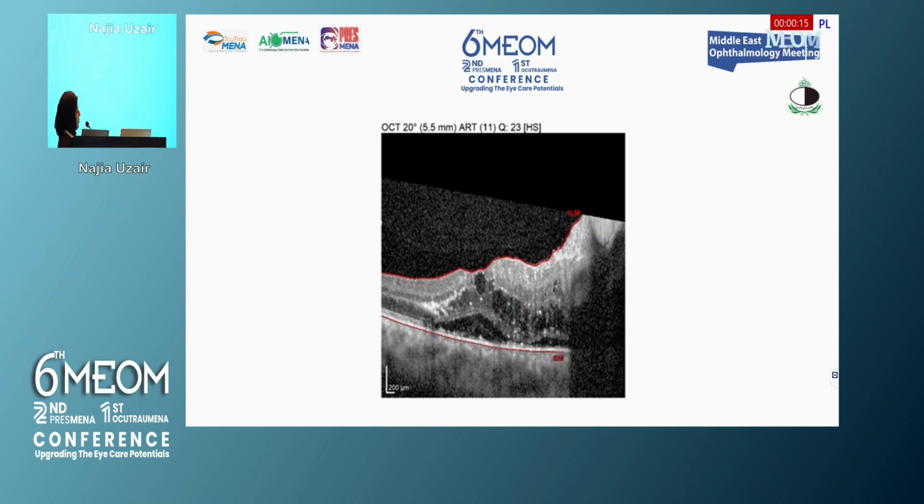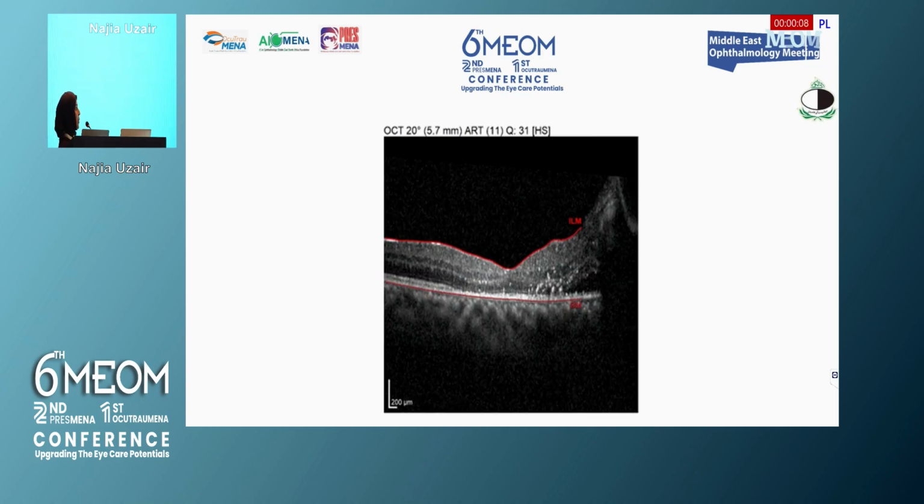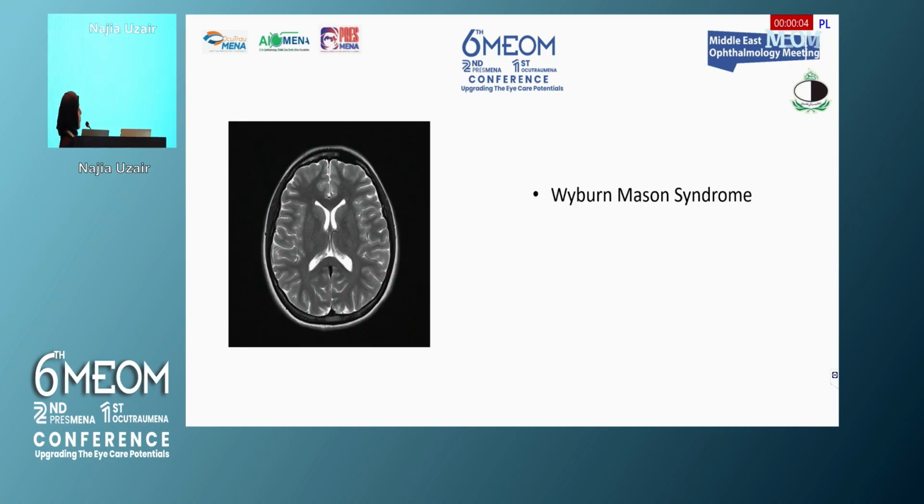This is the FFA of the patient. This is the OCT macula showing significant subretinal fluid, which decreased with 3 intravitreal anti-VEGF injections, with visual acuity improving to 6/12. And we performed an MRI to rule out Wyburn-Mason syndrome.